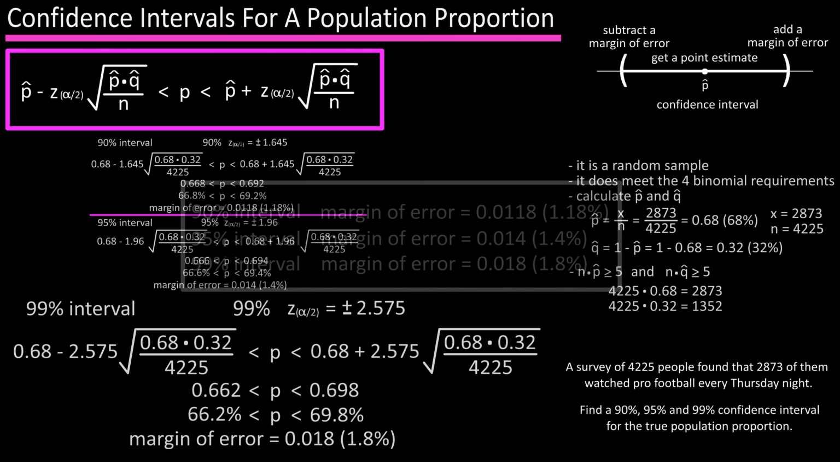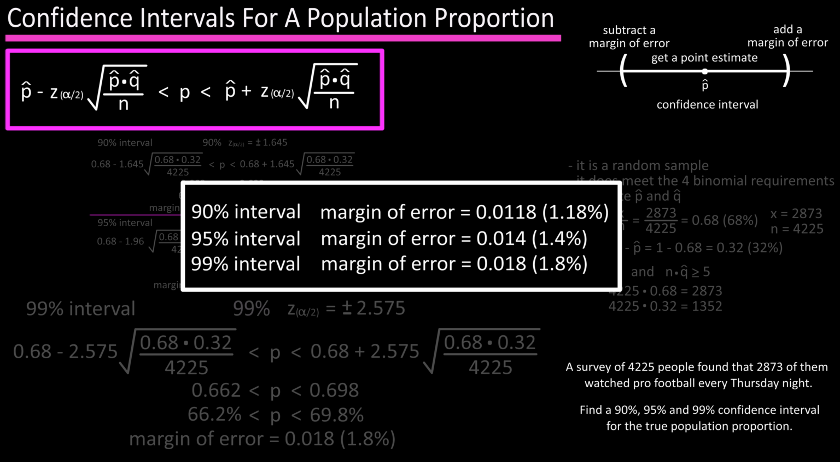As expected, if we compare the intervals, as the confidence level increases, from 90 to 99%, the margin of error also increases. Alright my friends, that be the basics on finding a confidence interval for a population proportion.